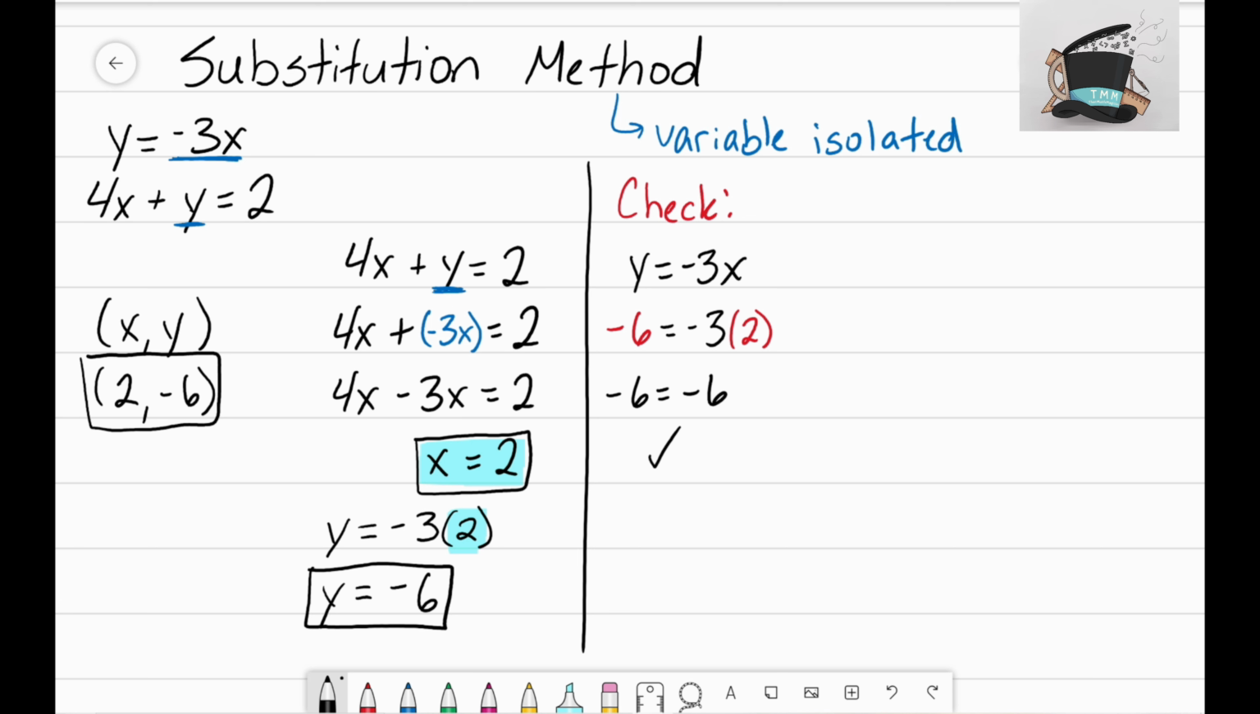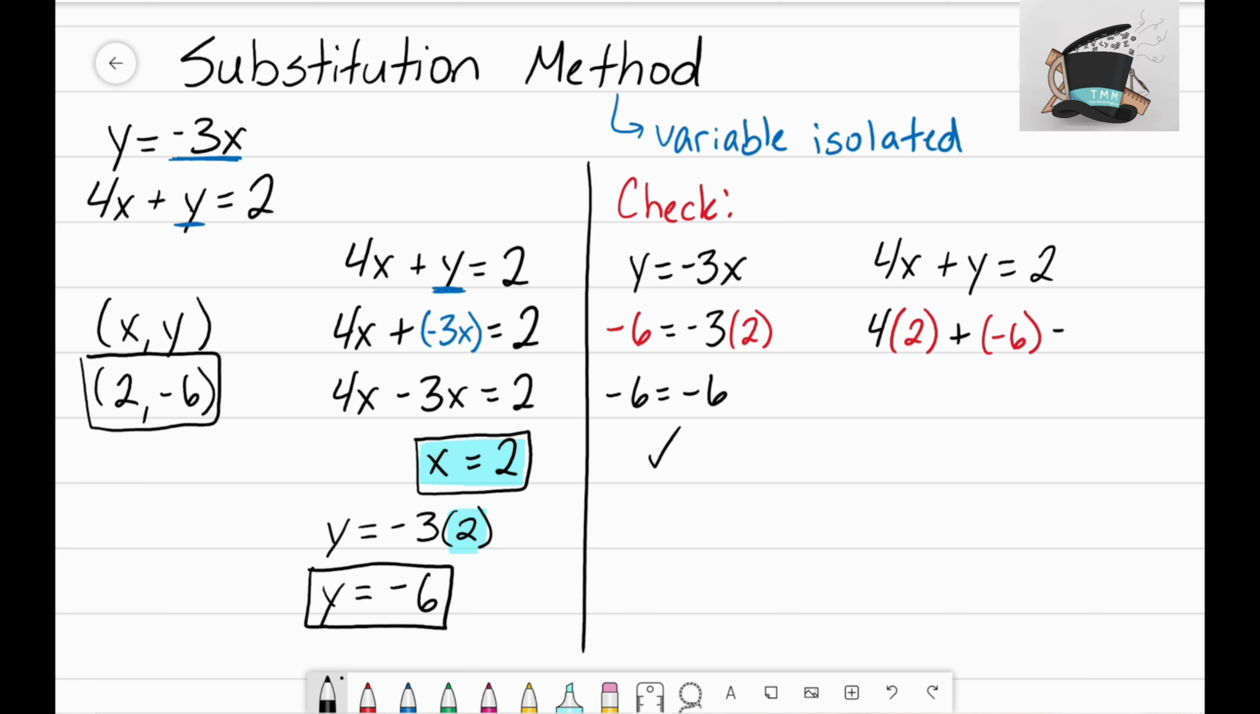Now, we have two equations, so we just need to check that it works with the second equation. So I'm going to go ahead and write out our second equation, 4x plus y equals 2. And again, I'm going to do the same thing, and I want to verify that the last step is a true statement. So I have 4x. Well, I know that my x equals 2. So I'm going to substitute the 2 in, plus, and our y equals negative 6.